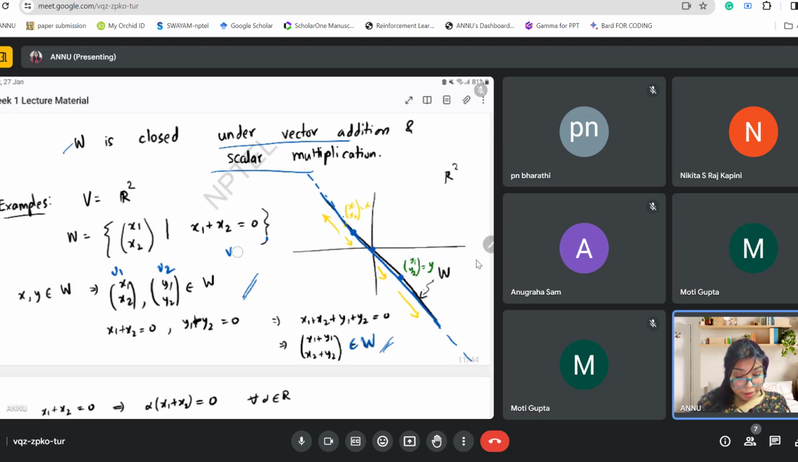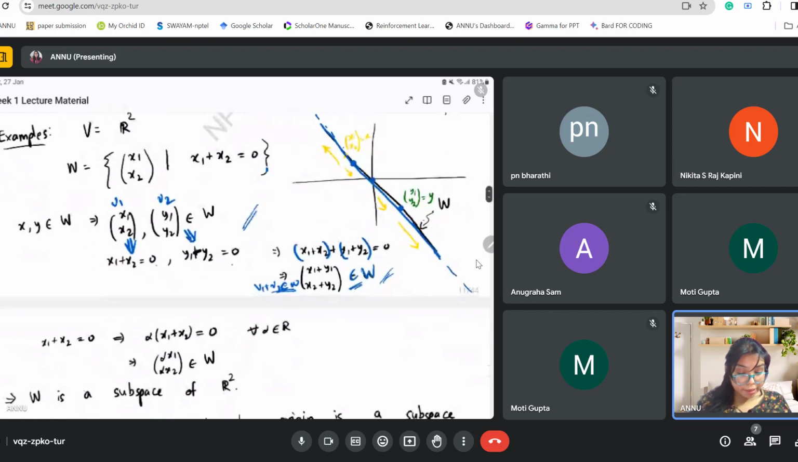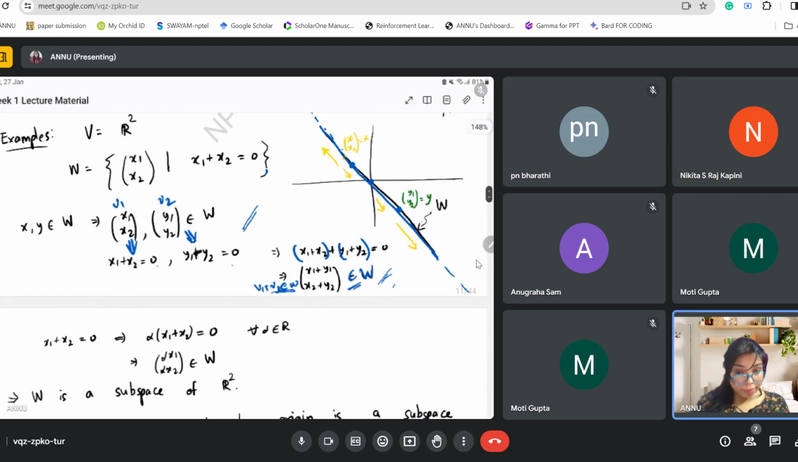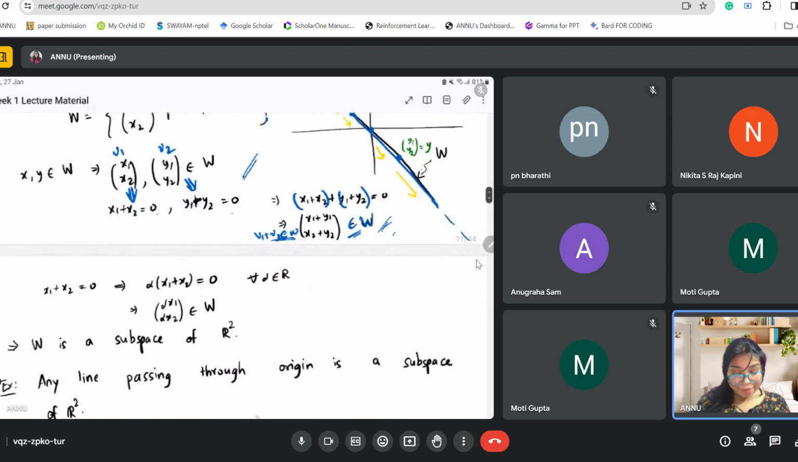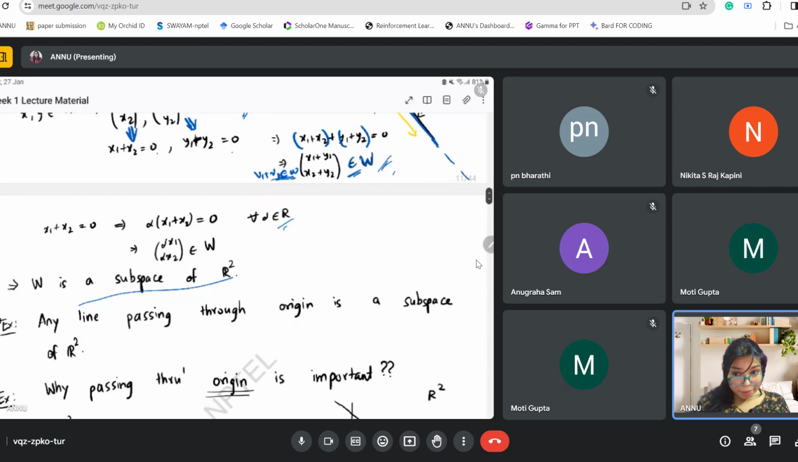Then how will we check? If V1 belongs to W, then it means that x1 plus x2 is equal to 0. And if V2 belongs to W, then this means that y1 plus y2 is equal to 0. If you sum them, we get this particular thing. This is the x component, this is the y component. This also belongs to W, which means V1 plus V2 belongs to W. I hope this is clear. So the additive closure property is verified. Similarly, if you take any parameter alpha, alpha times V also belongs to W for all alpha belonging to R. So this is also closure under scalar multiplication.